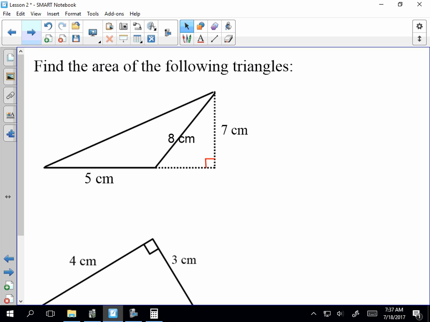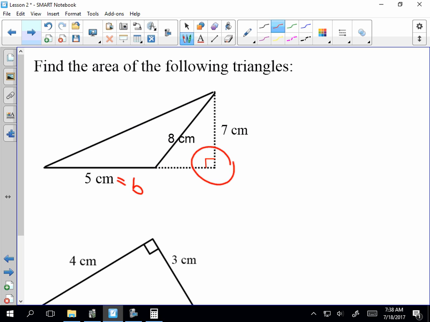Now, when we're working with any triangle, we have to remember that the base and the height are perpendicular. They have to make a 90-degree angle. So even though it is outside of this triangle, our base measurement is the 5, and the height measurement is a perpendicular distance from whatever we pick for the base to the vertex of the opposite side. So the 7 centimeters here becomes our height.